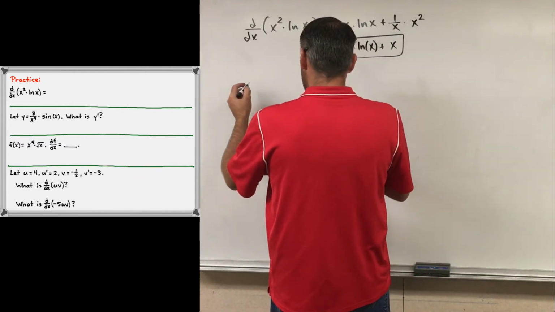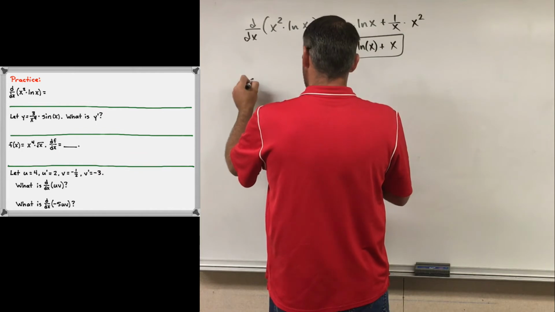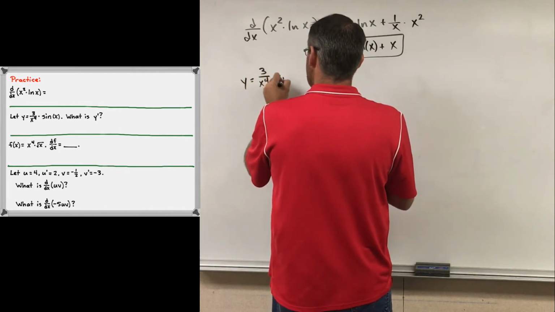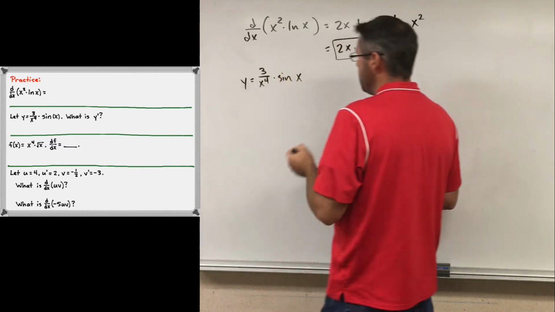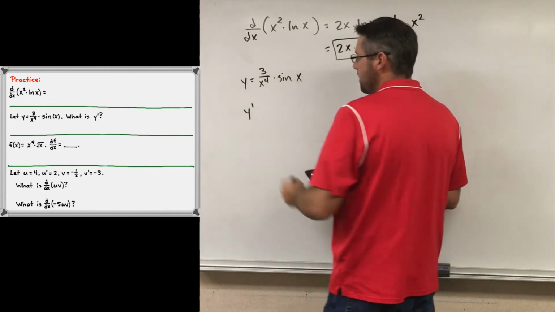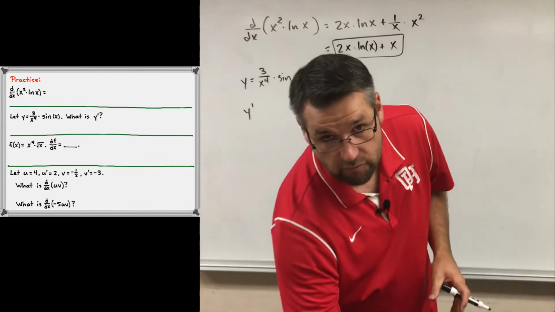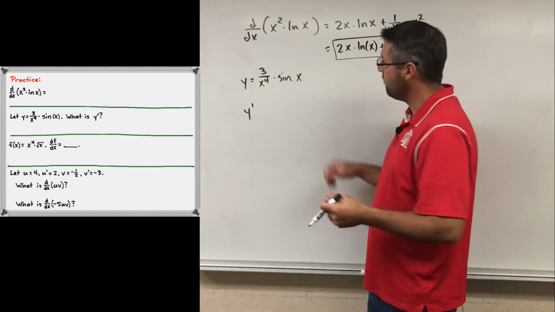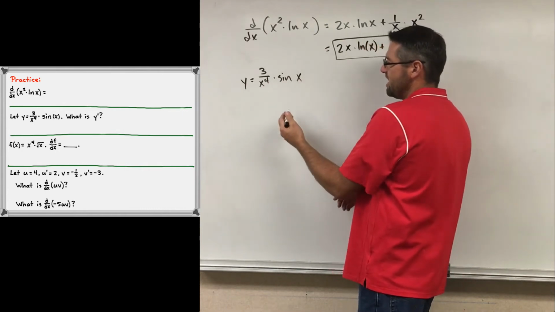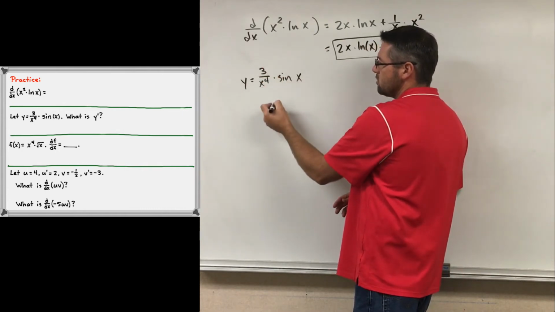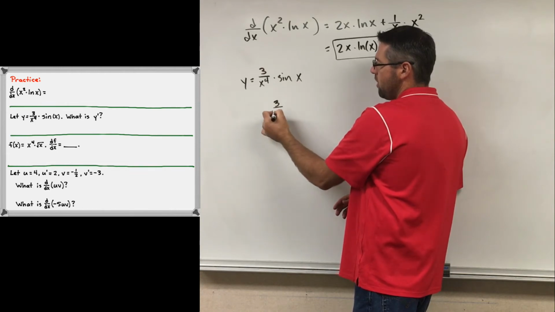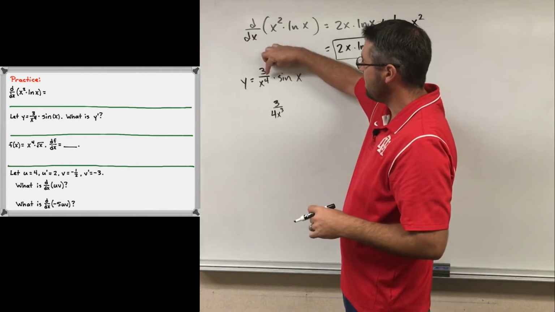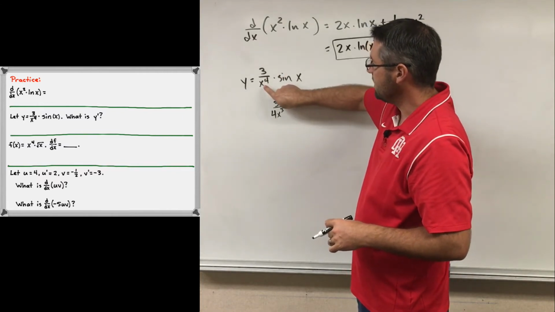The second one says let y equal 3 over x to the fourth times sine of x. What is y prime? Now, this one you have to be careful on, right? You can't just take the derivative of x to the fourth. Okay? Common mistakes at the beginning are, well, I'll just take the 3 and then do 4x cubed on the bottom. That doesn't work, and you recognize that we have a function that is in the denominator.